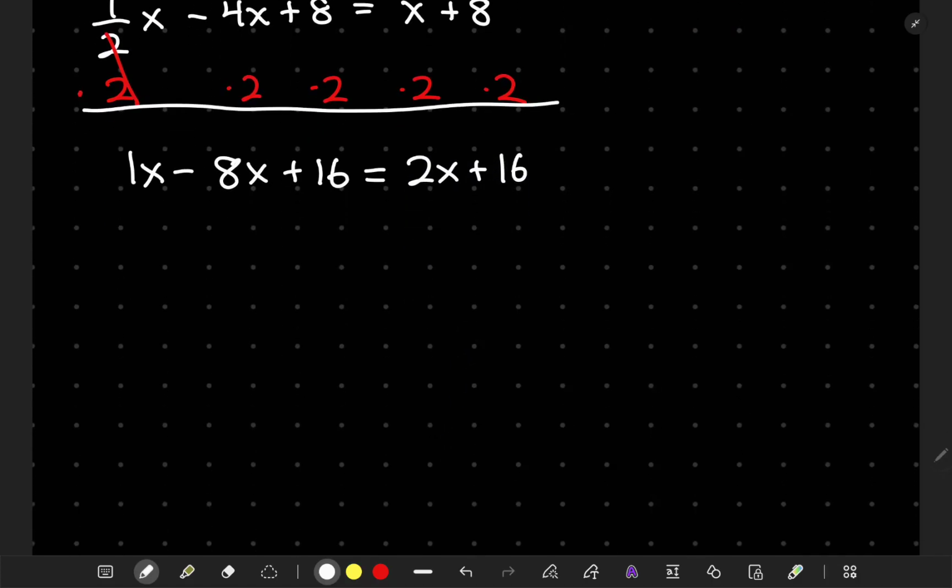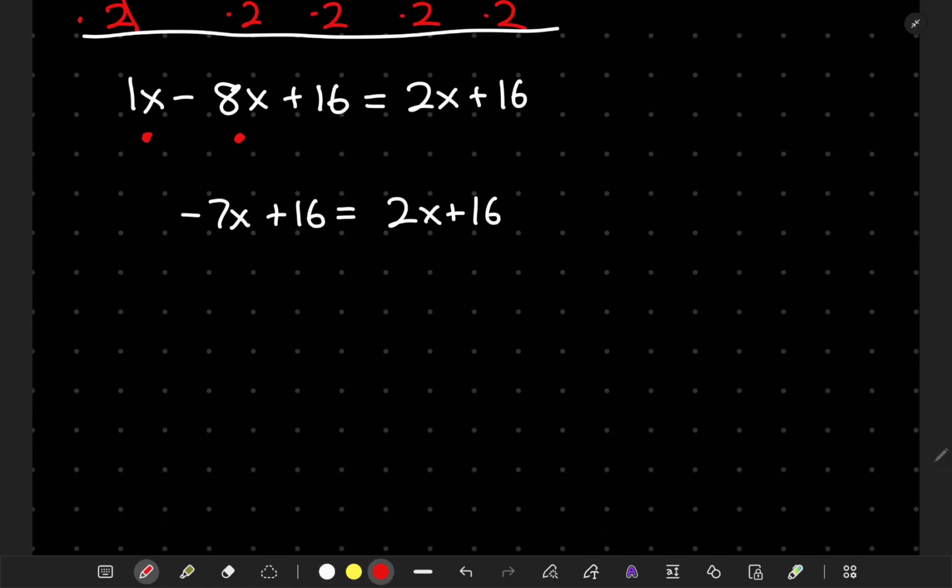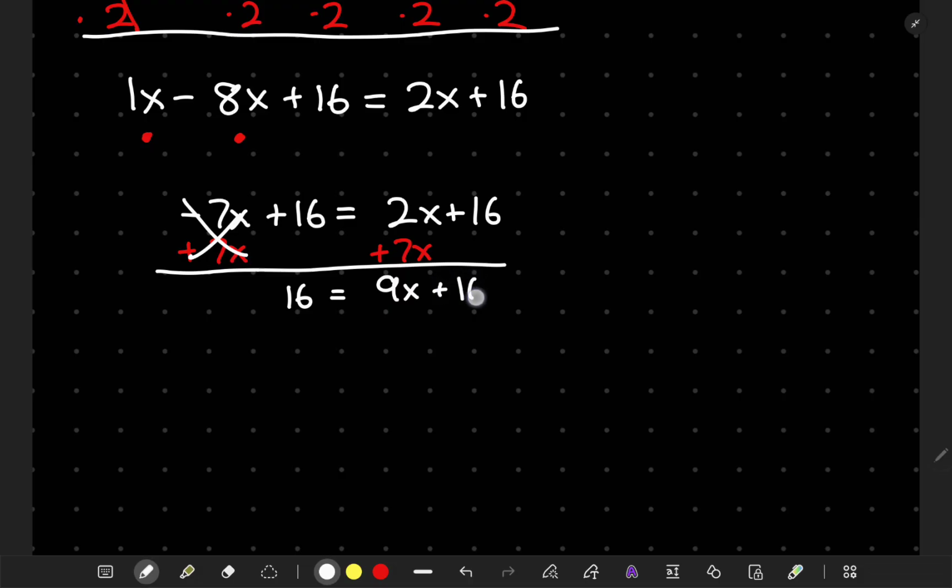And then what I can do is combine like terms. I see here I have multiple x's on the left side, so I'm going to combine them. Negative 1x minus 8x is negative 7x plus 16 equals 2x plus 16. Now I have x's on both sides. Let's just say I wanted to get rid of this negative 7x, so I would add 7x to both sides, with the 7x's canceling out, leaving 16 equals 9x plus 16.